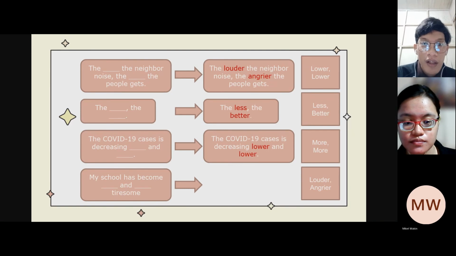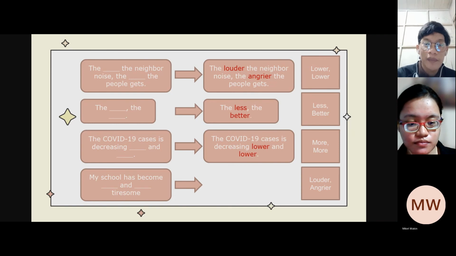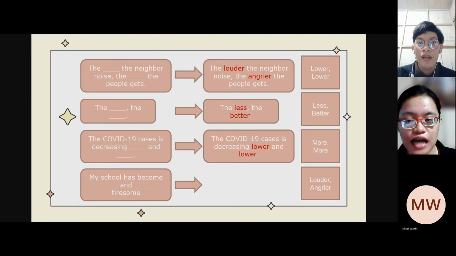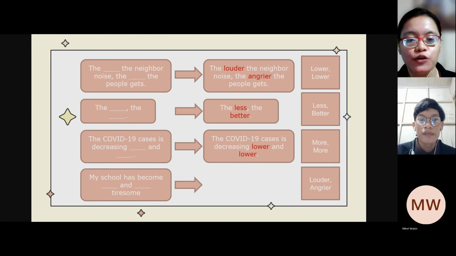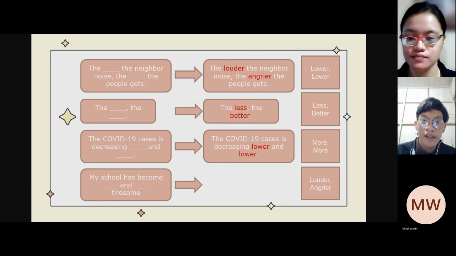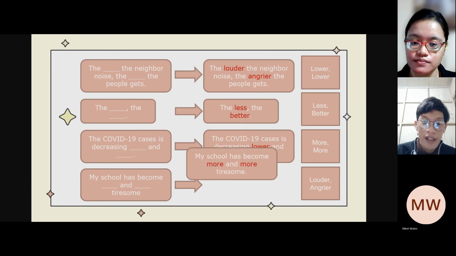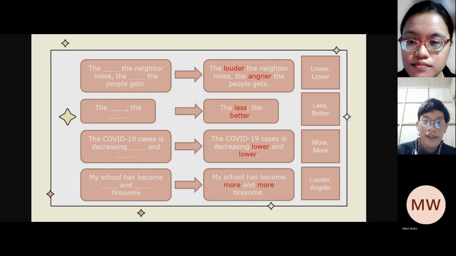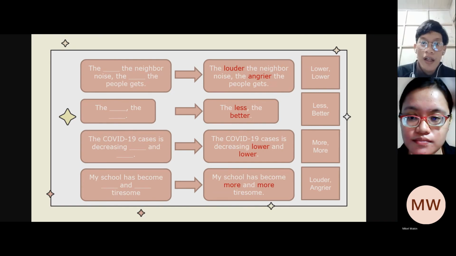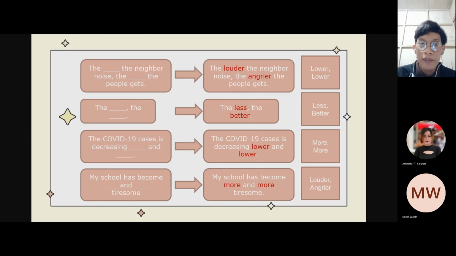Allow me to read it. My school has become blank tiresome. What do you think is the answer, Miss Salget? I think the answer, sir, would be more and more, po. Check if you are right. Yes, you are correct. The sentence is, my school has become more and more tiresome. Again, I hope you learned something from this slide, and now we will move on to our next slide.